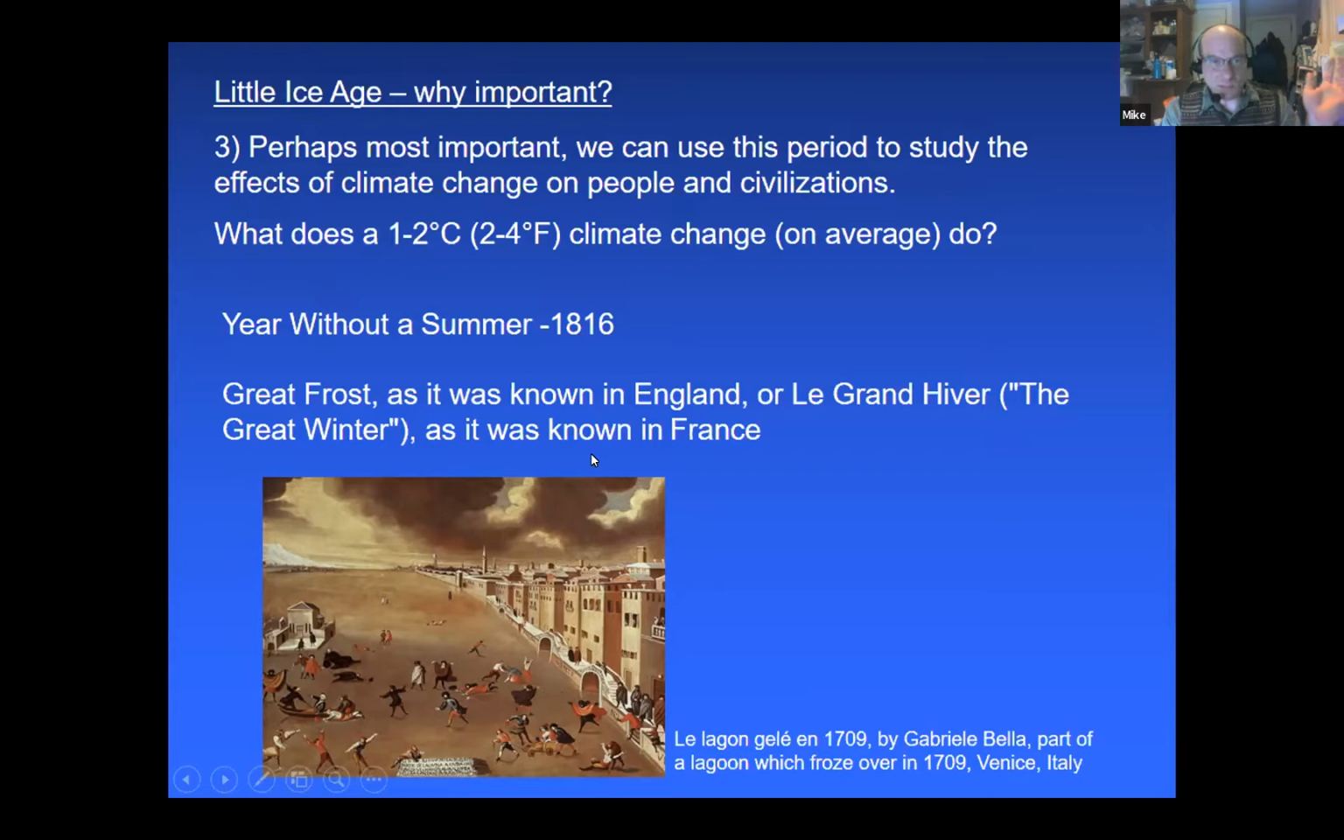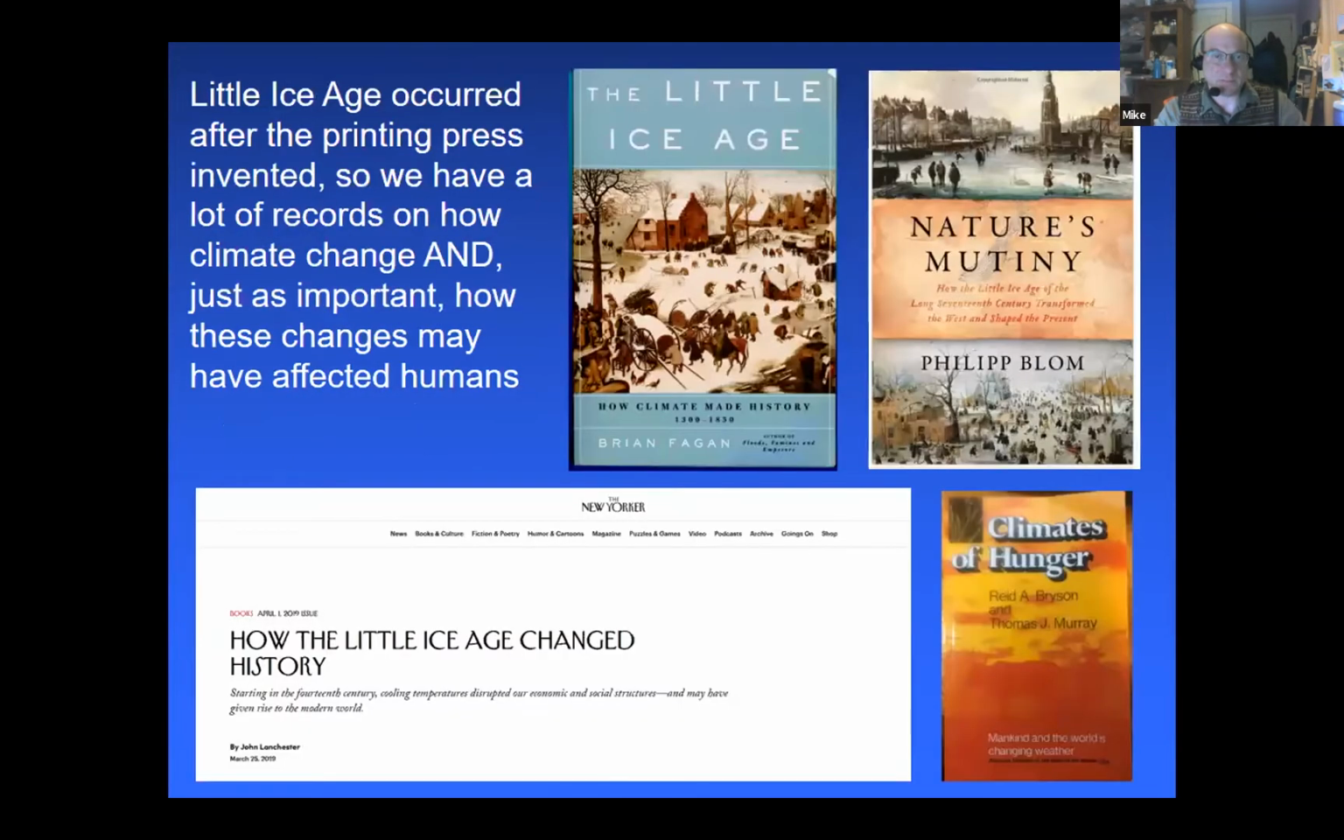So another reason why many of us study the Little Ice Age is that we can use it to see how climate changes from cold periods to warm periods, but because of all this historical information, we can also see how it affected people. And one of the reasons is that the Little Ice Age occurred after the invention of the printing press, which was in the 15th century. So there's numerous records, there's diaries, and there's observations, and obviously there were paintings before the printing press.